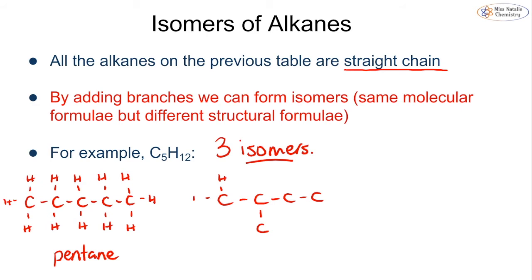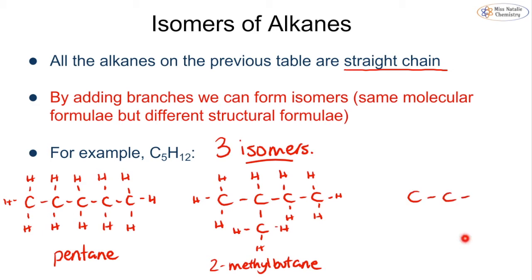And then all I would do is fill in all of my hydrogens around again, making sure that each carbon has 4 bonds. And if you count them, we can see that we have 5 carbons and 12 hydrogens again. And this is known as 2-methyl butane.